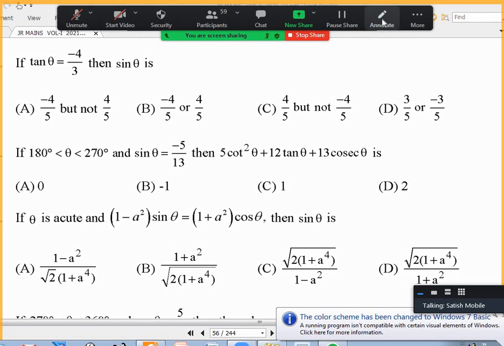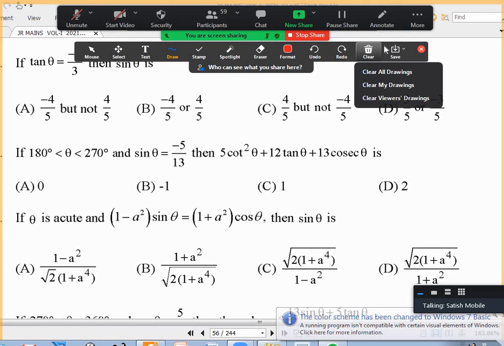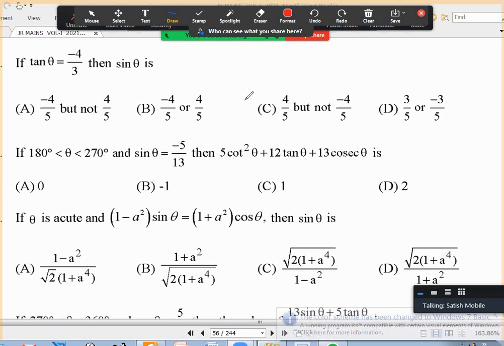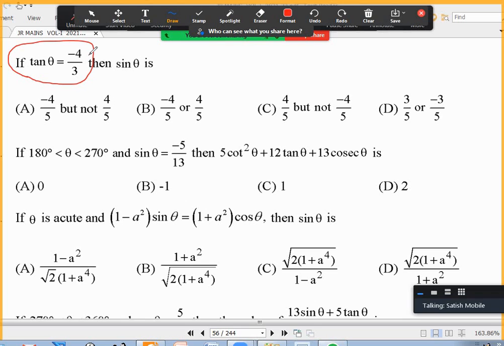Okay. You can see on the screen, I'm not asking you to write anything, just listen. Here they gave tan theta negative. But as I said, you can draw the right angle triangle. Opposite side is 4 units and adjacent side is 3. You will be able to find sin theta value, right? Yes, sir.